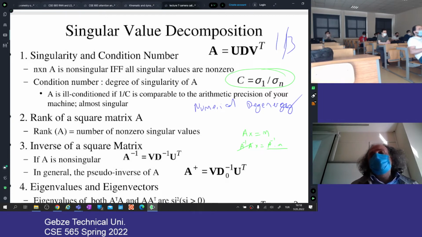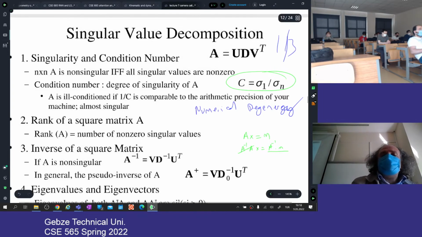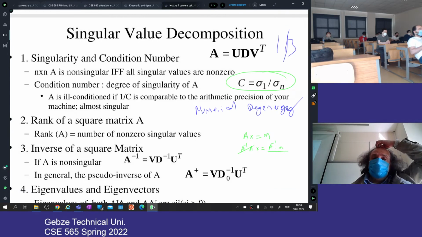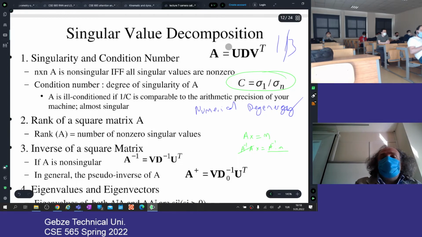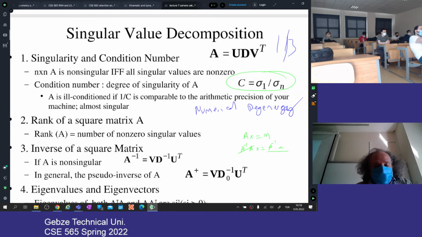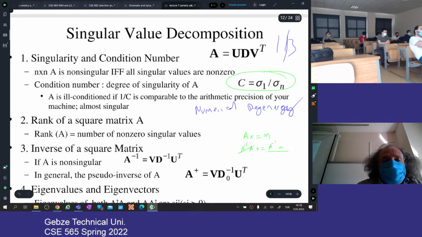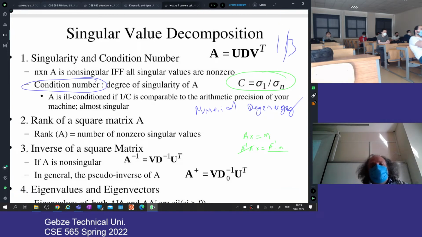So, given a matrix like this A, okay? Given the matrix A, do the singular value decomposition. Just check this number. If this number is comparable to the arithmetic limits of your numbers, then don't continue. Do something else. Okay? Condition number is something that I told you now about the singular value decomposition that is useful.